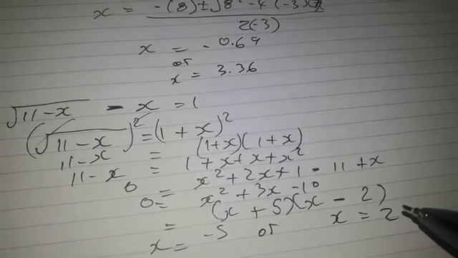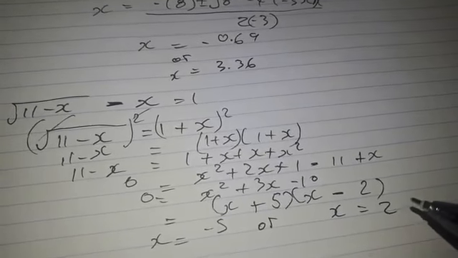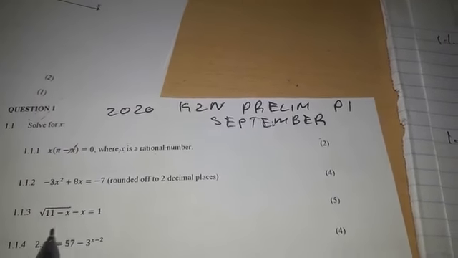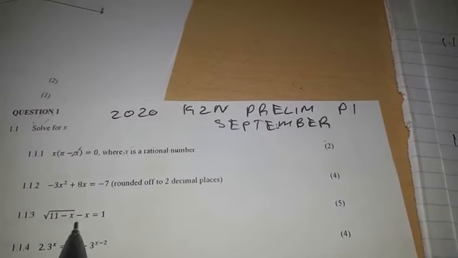Straightforward, nothing much to it. The only issue here is they said that our initial question has a square root symbol there. So let's see here.